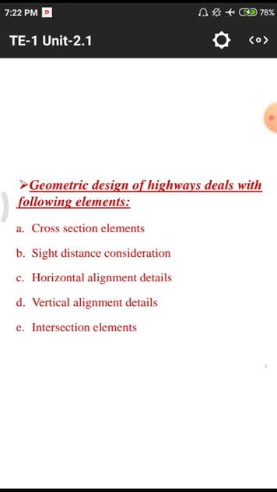Similarly, the next point is vertical alignment details. Are there any crossings above the ground level? We need to pass with these vertical alignments. Both these horizontal and vertical alignments come nearly at the points of these cross sections.